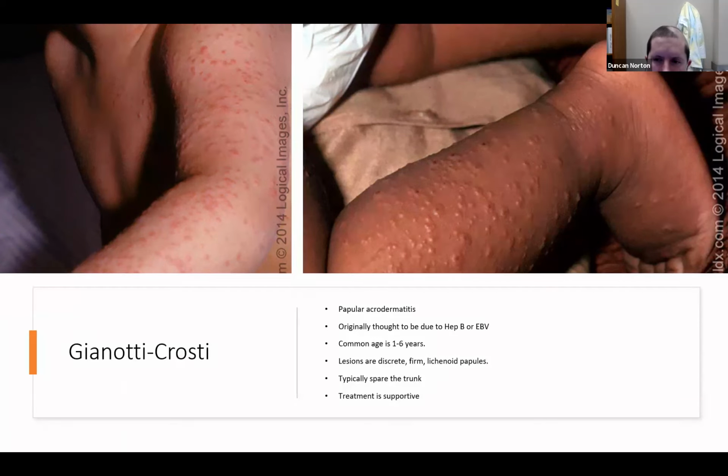Treatment of this is supportive. Almost treat this like eczema. Don't refer this to infectious disease. It's not something that is infectious. It is a secondary reaction to most likely a virus. So it's just supportive care.